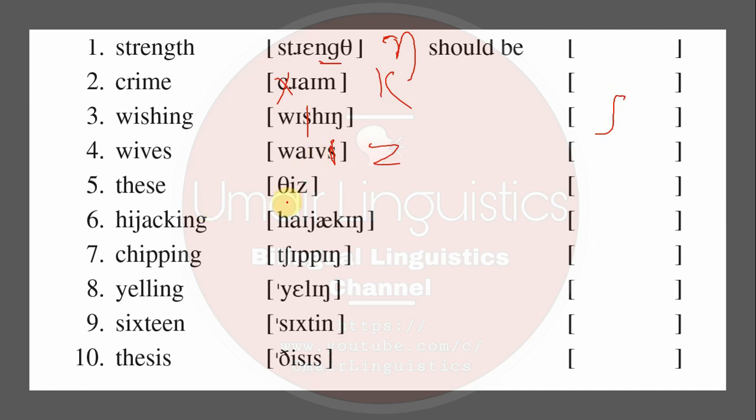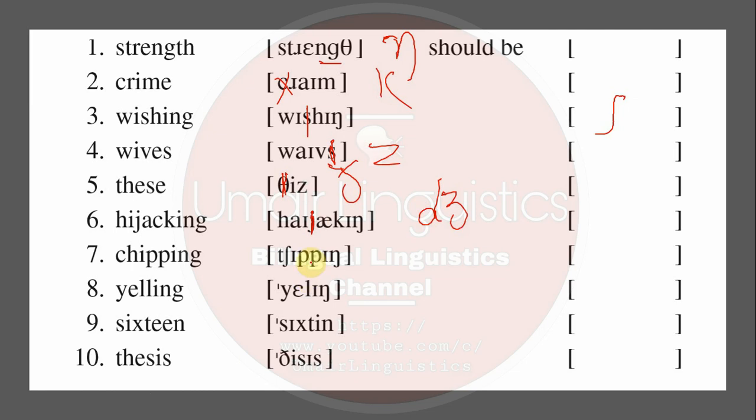Then we have sees. It is not "sees", but it is actually these. Then we have hijacking, but if we pronounce it in this way, it is like "hijacking", because this is the ear sound. So this is the error. Instead of this ear, we have to use this sound, hijacking.